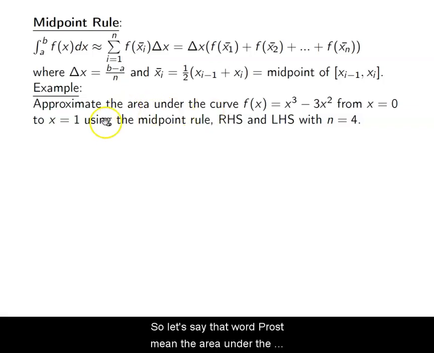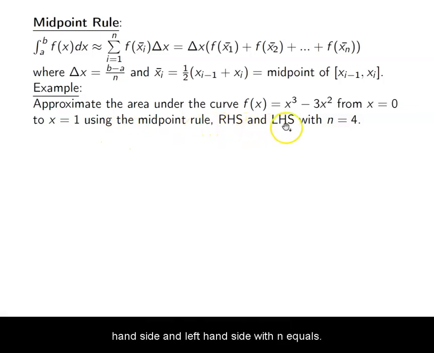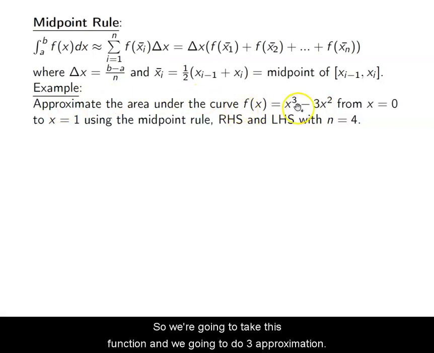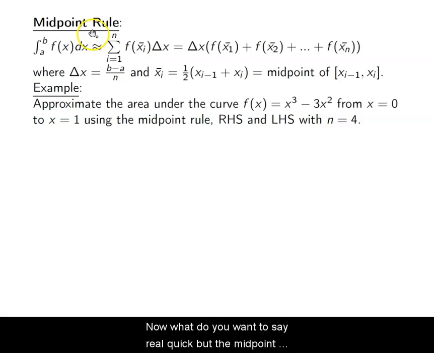So let's say that we're approximating the area under the curve f of x equals x cubed minus 3x squared from x equals 0 to x equals 1 using the midpoint rule, the right hand sum, and the left hand sum with n equals 4. So we're going to take this function and we're going to do 3 approximations. Okay. Now, one thing I want to say real quick about the midpoint rule.